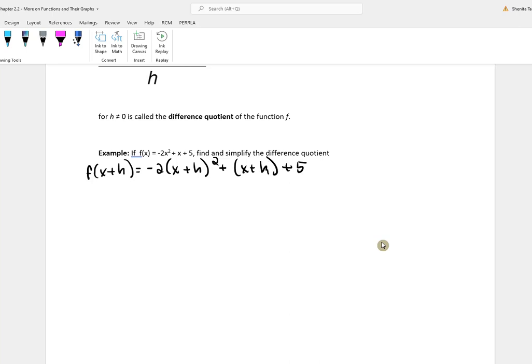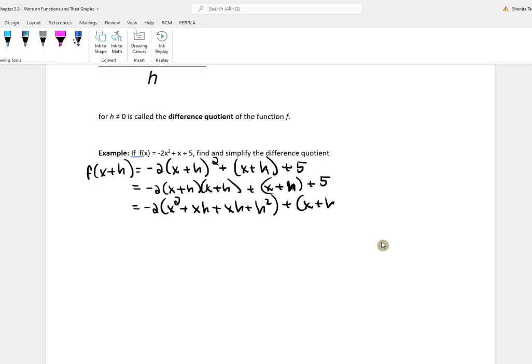And now we have to calculate this out. This x plus h squared, you just write it out twice, and then we have to FOIL it. We got to multiply it out. Okay? So this will be x squared plus xh plus xh plus h squared. I'm using the foiling method, so make sure you know that.